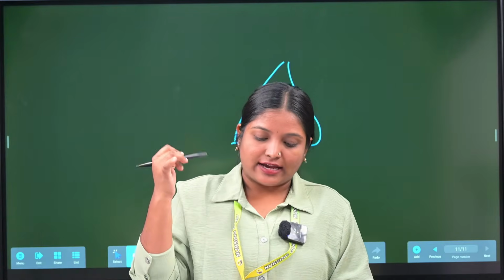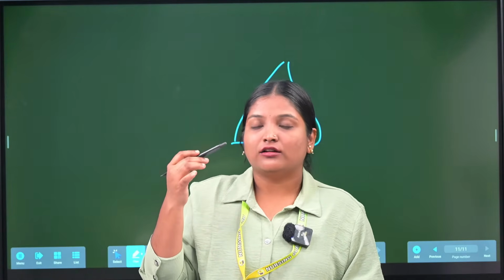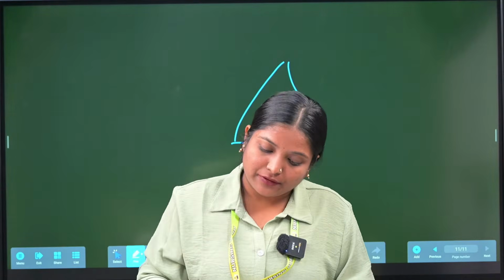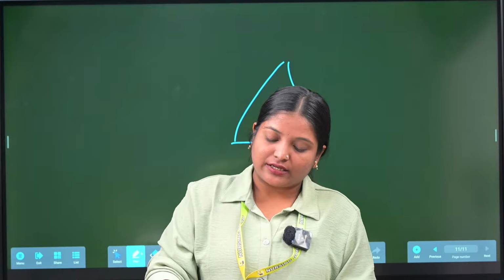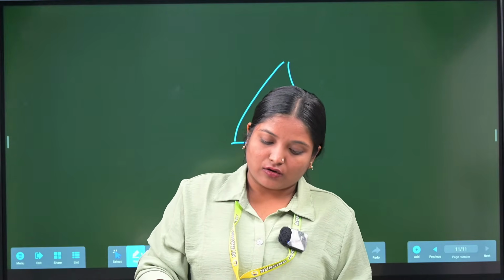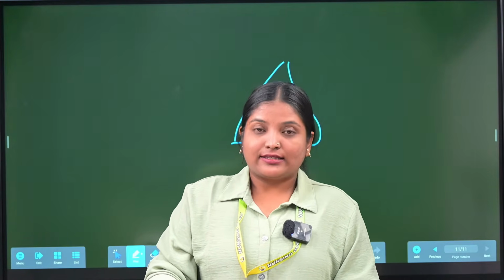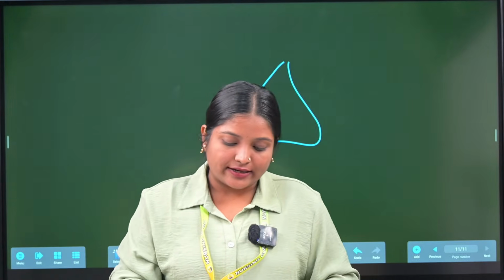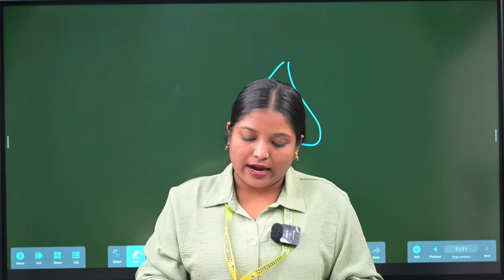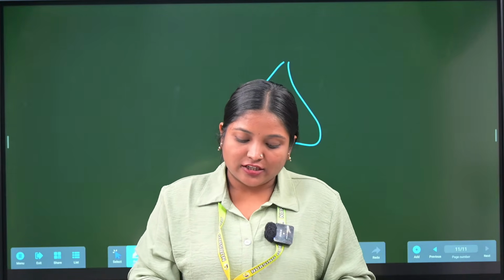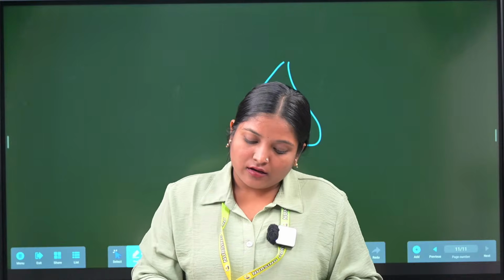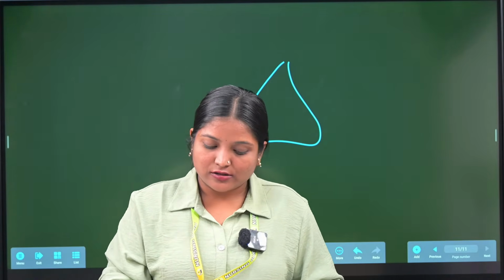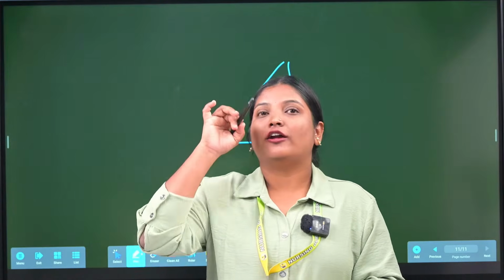Then the national health programs regarding non-communicable diseases: the National Program for Prevention and Control of Cancer, Diabetes, Cardiovascular Disease and Stroke, NPCDCS. Next is the National Program for Control of Blindness, the National Program for Prevention and Control of Deafness, the National Tobacco Control Program, and the standard treatment protocols used in the national health programs for non-communicable diseases.